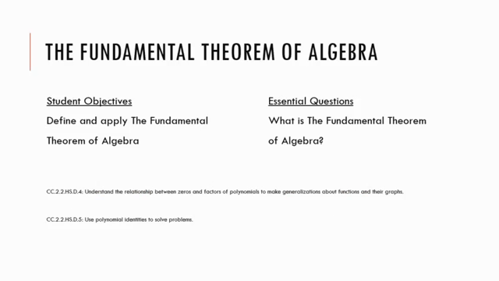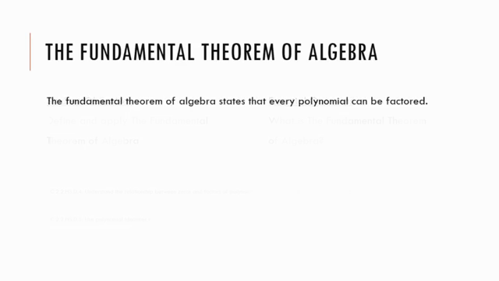The student objectives are to define and apply the fundamental theorem of algebra. Central question: what is the fundamental theorem of algebra, and what does it tell me about a polynomial function? Common Core standards: understand the relationship between zeros and factors of polynomials to make generalizations about functions and their graphs, and to use polynomial identities to solve problems.